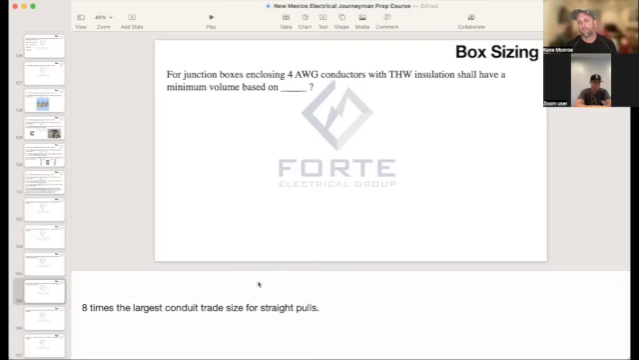So you've got your smaller stuff, and then anything number 4 or bigger, you've got your bigger stuff with your multiplier. Took care of that.